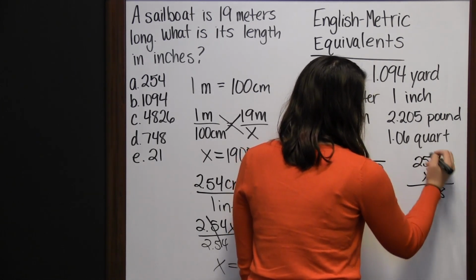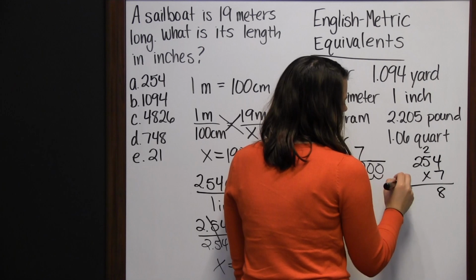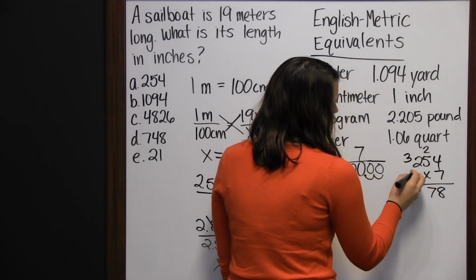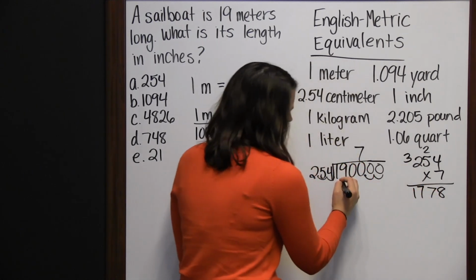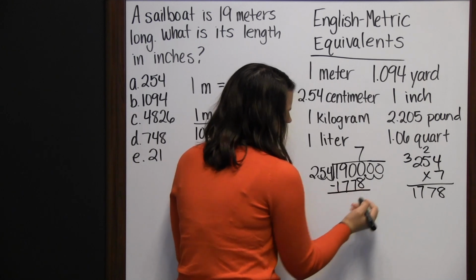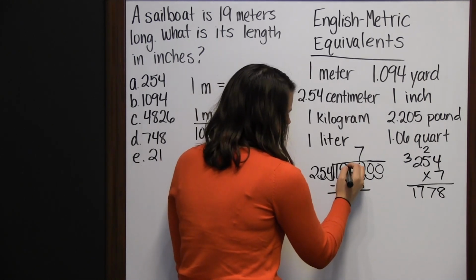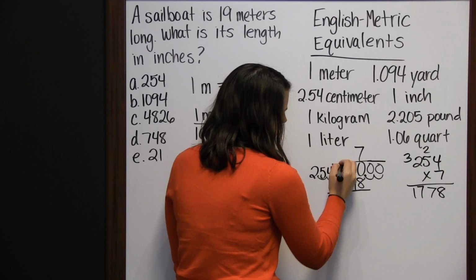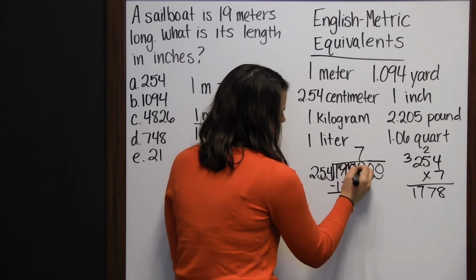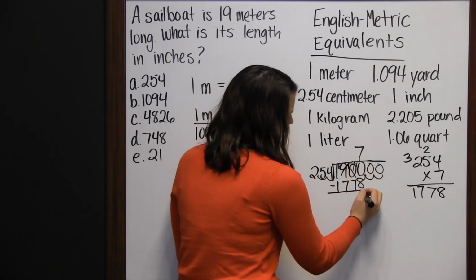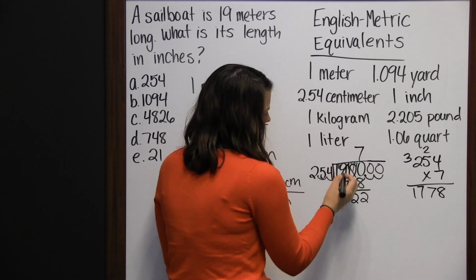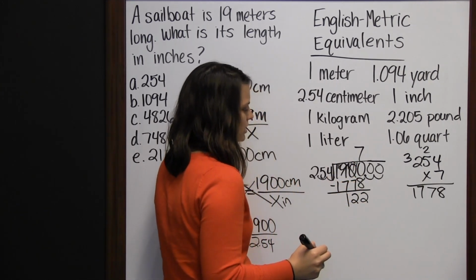7 times 4 is 28. 7 times 5 is 35, plus 2 is 37. 7 times 2 is 14, plus 3 is 17. So it's 1778. And then we subtract those, and we have to borrow from the 9, and that becomes an 8. So this is 10, and we borrow from the 10, it becomes a 9. This is 10. So 10 minus 8 is 2. 9 minus 7 is 2. And 8 minus 7 is 1, 122.